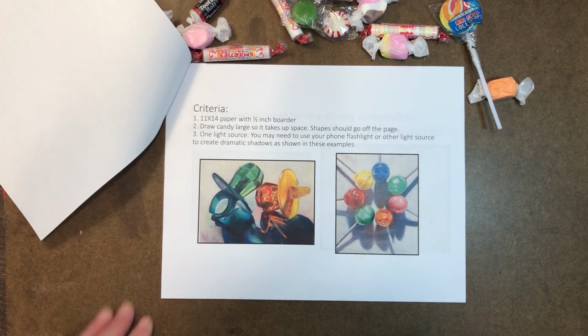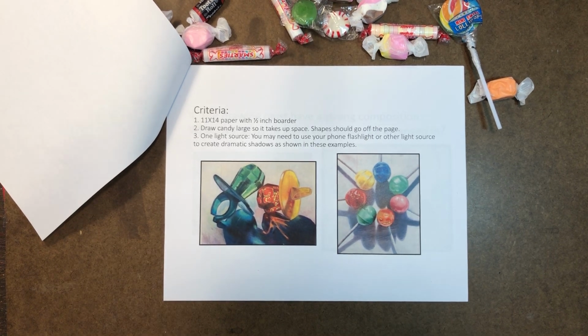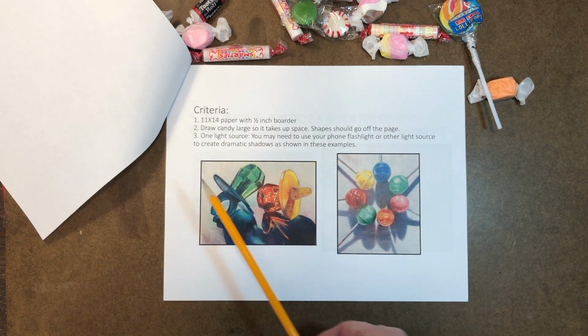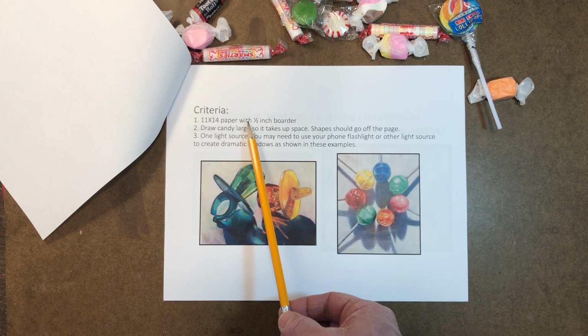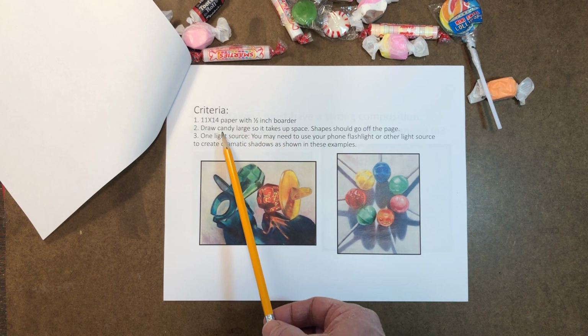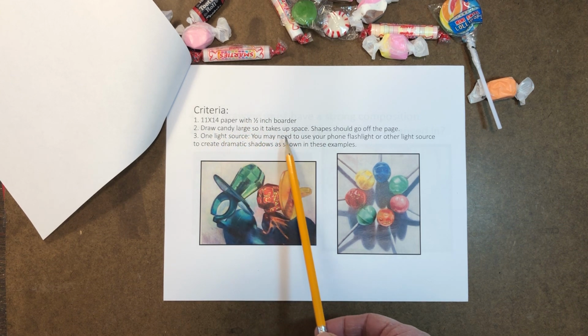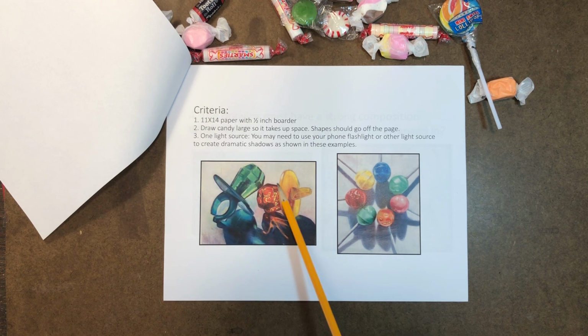Now, by the way, all of these pictures I'm showing you are on a PowerPoint that is on Canvas, so you can go back through and review these if you want to. But as far as the criteria for the assignment, for the paper size, probably put about a half inch border on that. You're going to draw the candy large. We want to fill up the space. We don't want a little tiny composition with a lot of empty space around it.